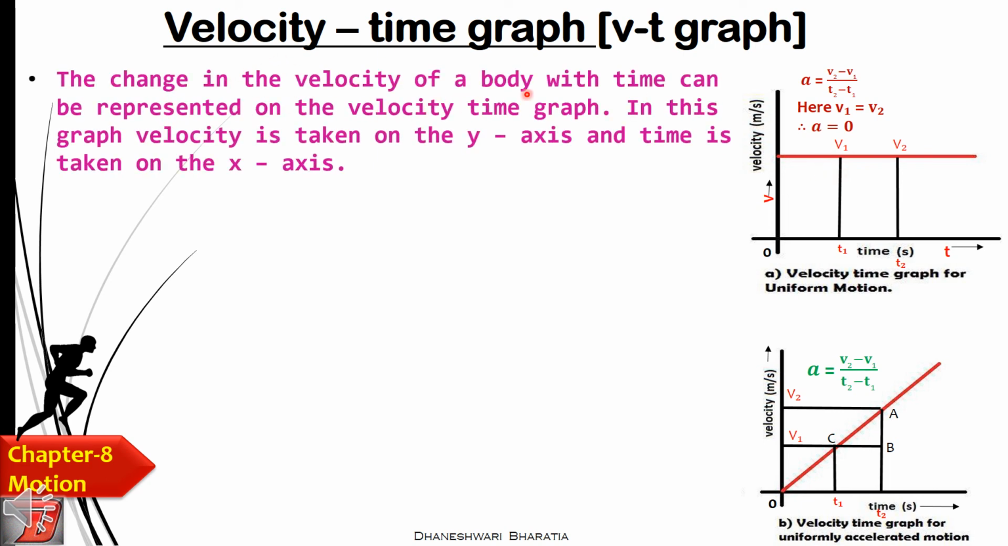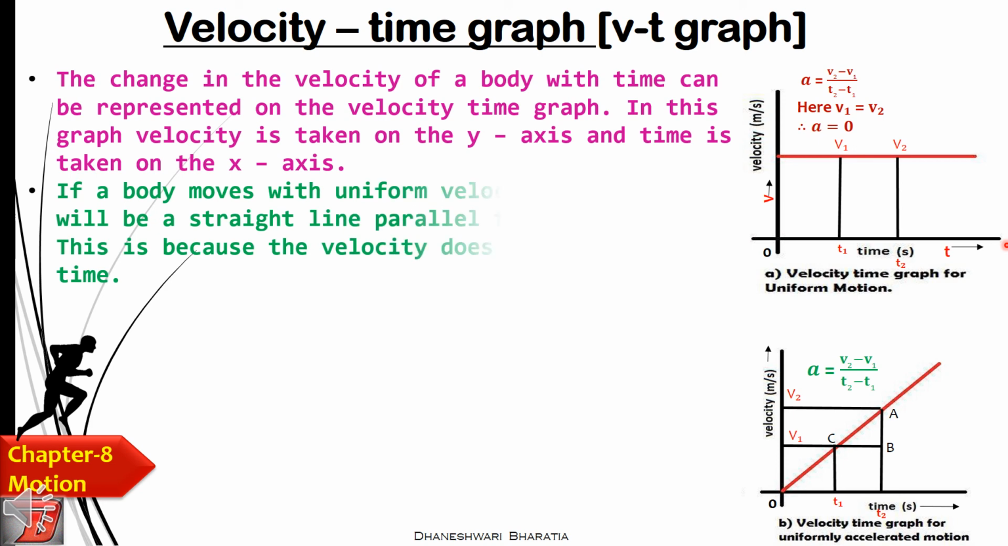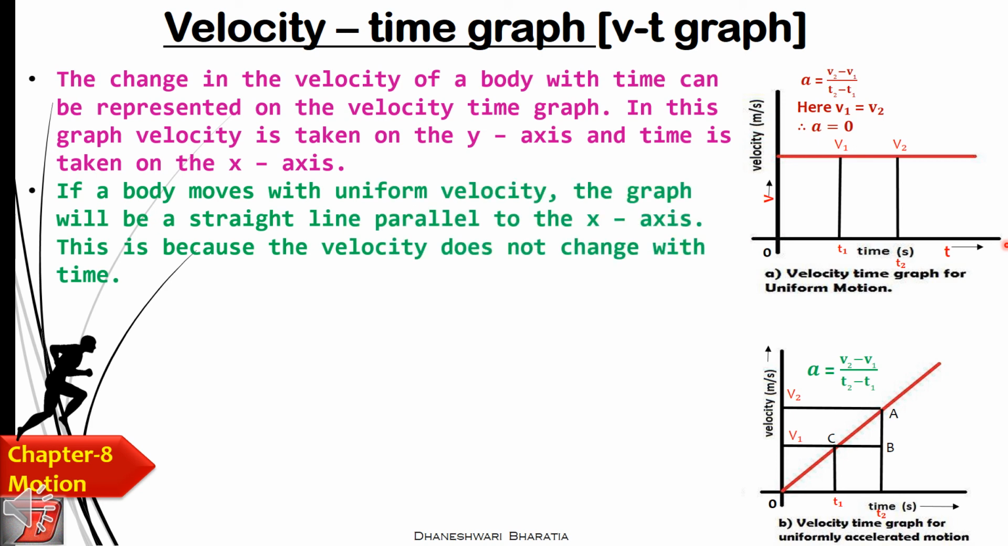So the change in the velocity of a body with time can be represented on the velocity time graph. In this graph, velocity is taken on y-axis, whereas the time is taken on x-axis. If a body moves with uniform velocity, the graph will be a straight line parallel to the x-axis here, because the velocity does not change with the time.